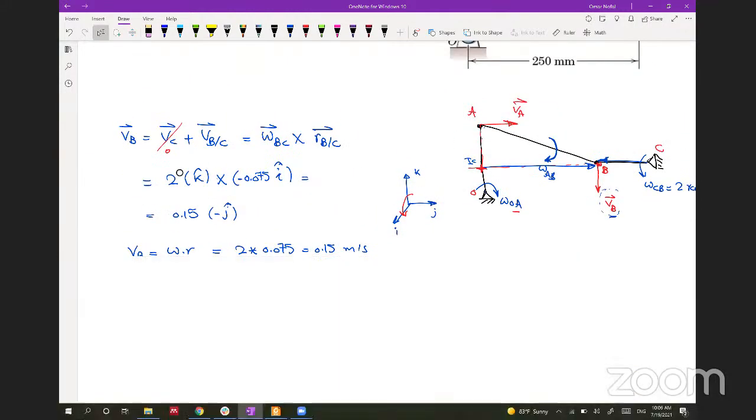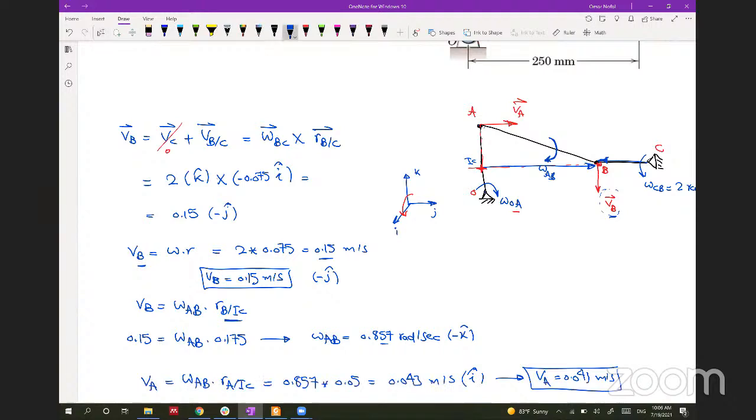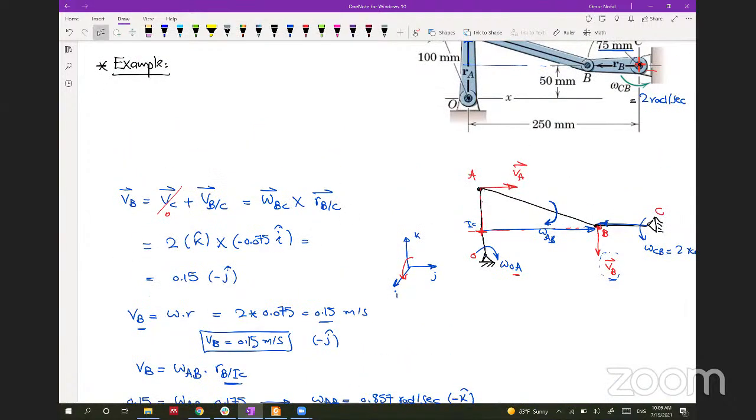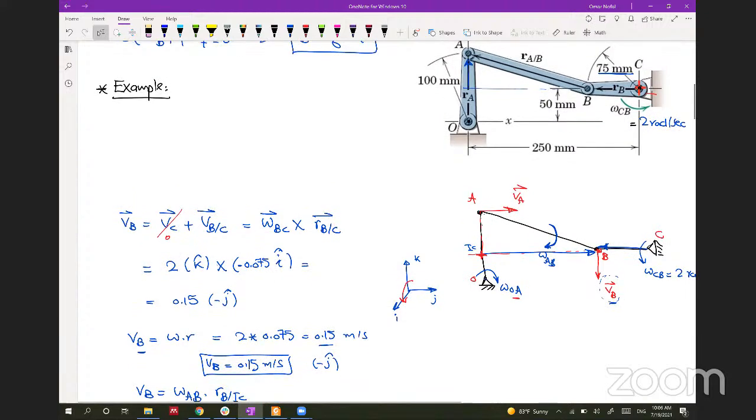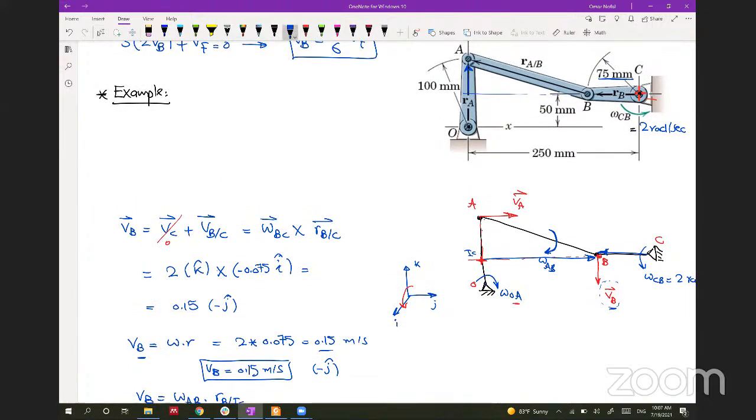So we start from the member that has all the information needed to start and build the velocity equation. We start from BC, and then we got the velocity of B, and from B, we got the omega of the body AB, and from the omega of the body AB, we got the velocity of A, and then from A, we got the omega of OA. So this is how we start the problem.